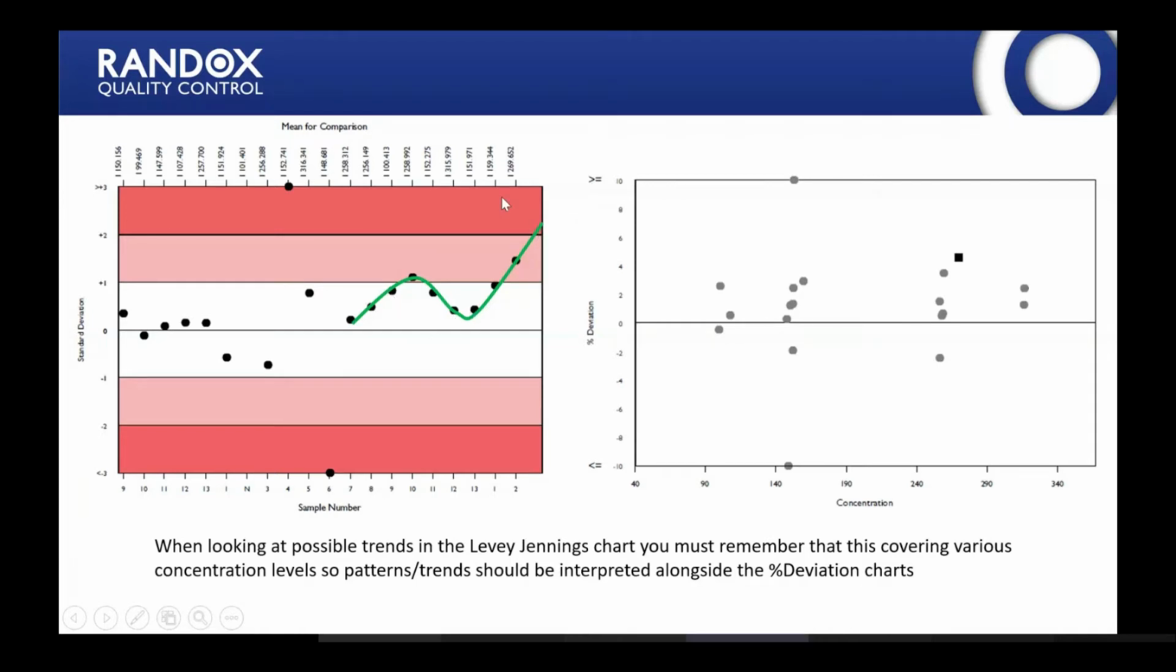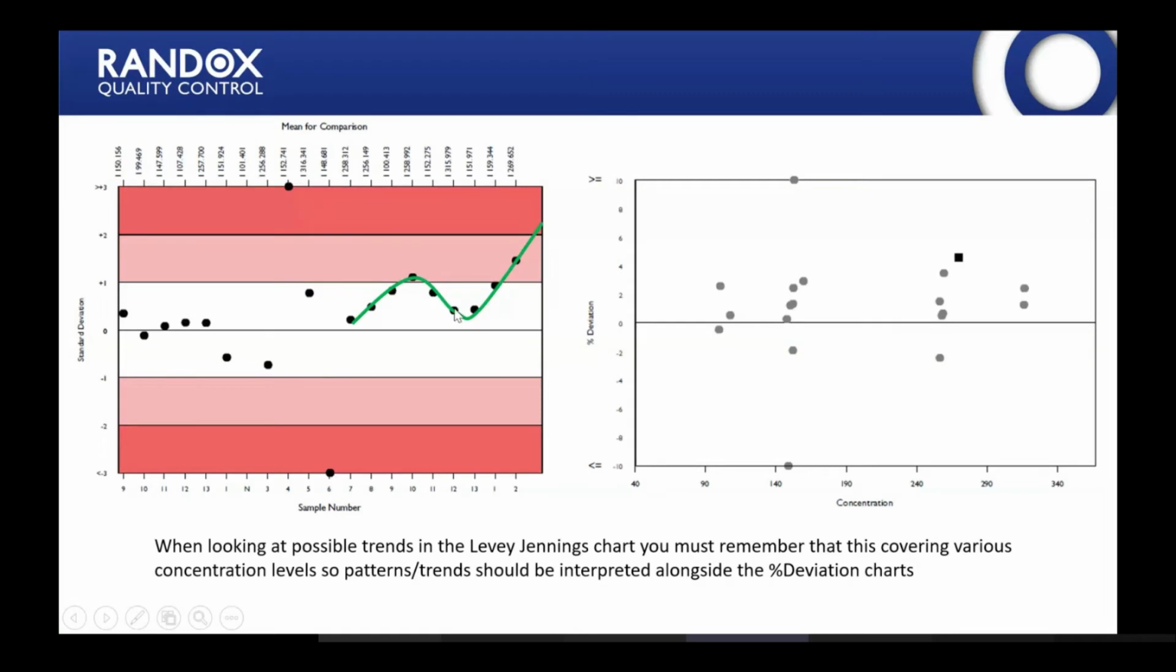But because we're covering multiple concentration levels with this, you can't just assume that this is the pattern of the lab's performance. You need to look at it in conjunction with the percentage deviation by concentration chart. And here you can see that there isn't a pattern. It doesn't matter whether it's a low or high concentration. So we've got two outlier results. You can see here, and you can see these here and here on the concentration chart.